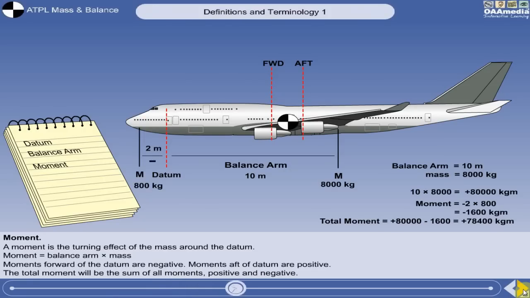It is important to know that a moment forward of the datum is negative, and conversely positive if after the datum. You will see that the positive moment is 80,000 kilogram meters, and the negative moment is 1,600 kilogram meters. If there are multiple moments, we must sum them up to end up with a total moment. In this case, the total moment will be 78,400 kilogram meters positive.